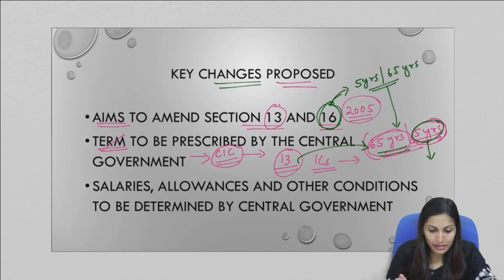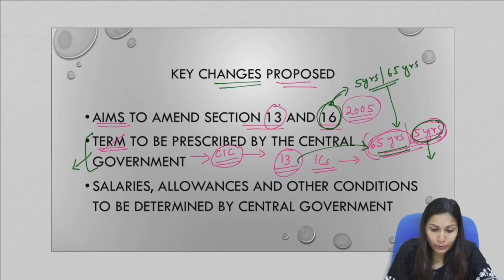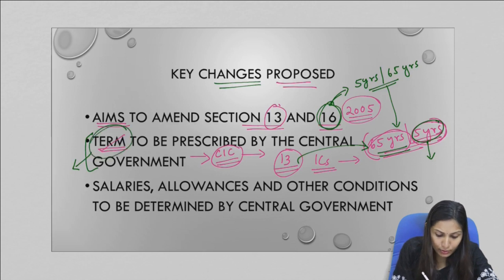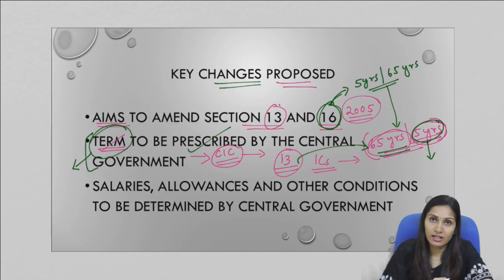Now coming to the amendment. The amendment proposes that the appointment of both the Chief Information Commissioner and all the ICs, that is Information Commissioners, should be done by the central government, and the term is also to be prescribed by the central government. This amendment bill which was introduced in the Lok Sabha gives powers to the central government to prescribe the term for the CIC and other information commissioners. This is the first key change that is proposed.